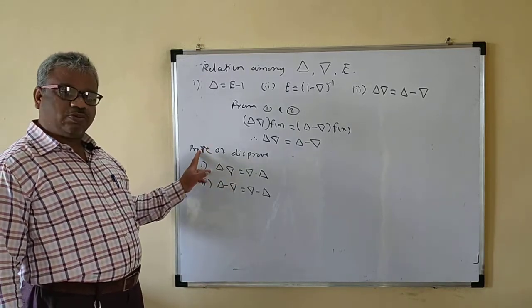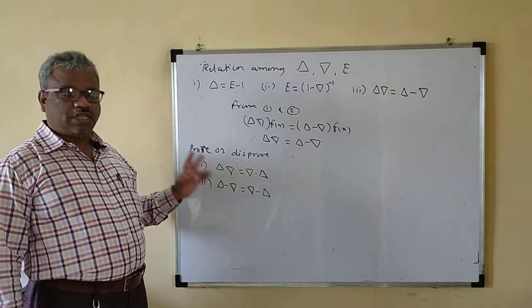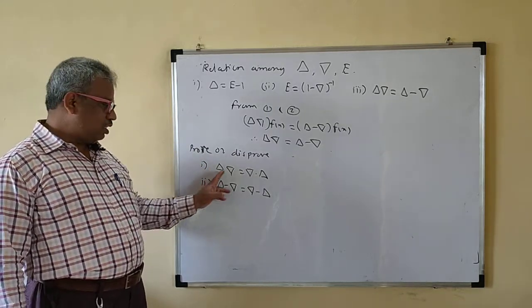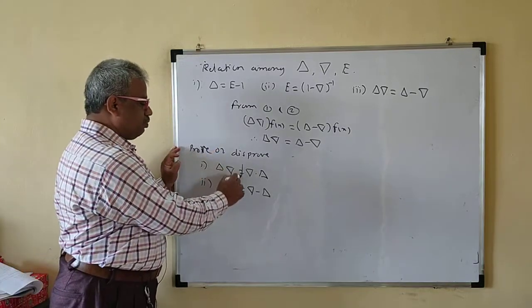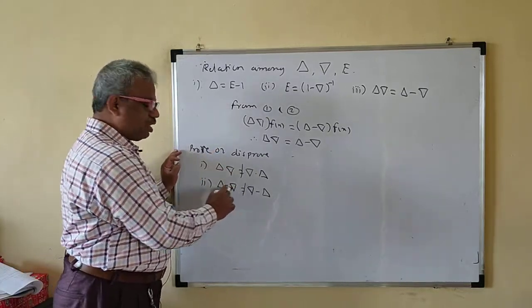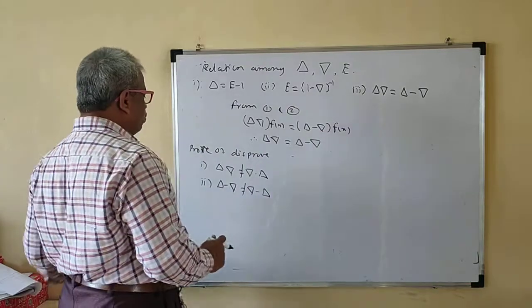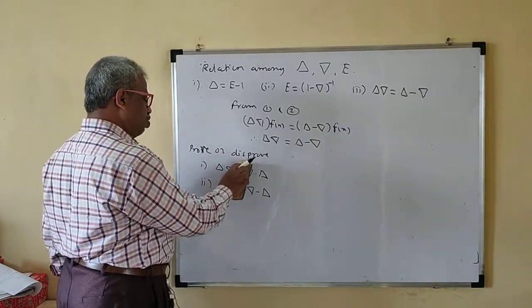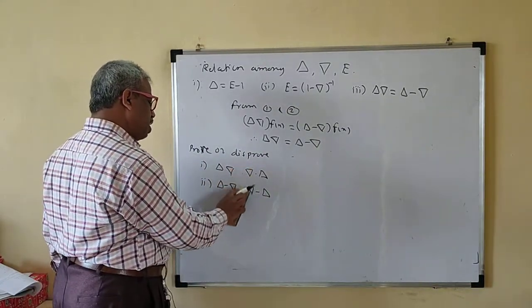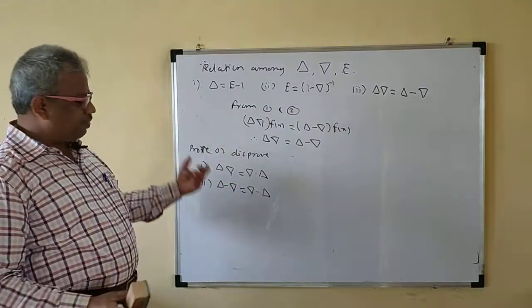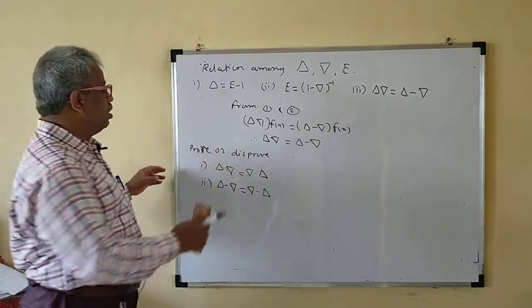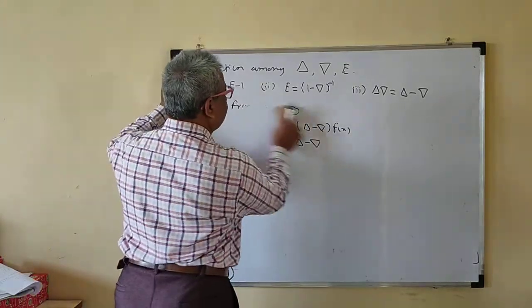So the question will be like this: prove or disprove. That means check whether these are equal or not. If they are not equal, just write this. That is what you have to check. Prove or disprove means that. I hope you can do this one. You can check whether these two are equal or not. So that is the exercise for you.